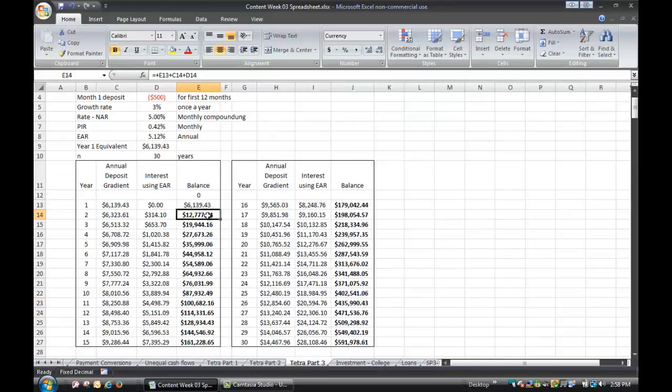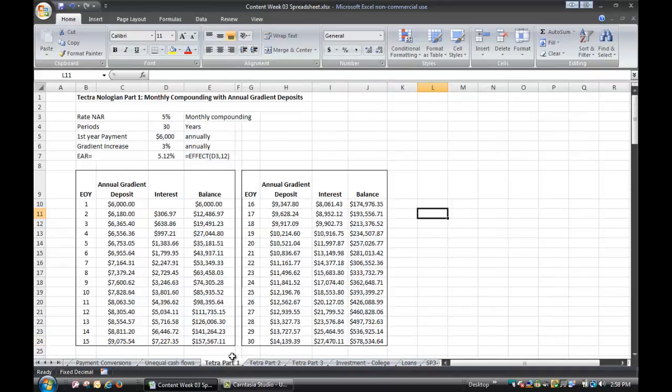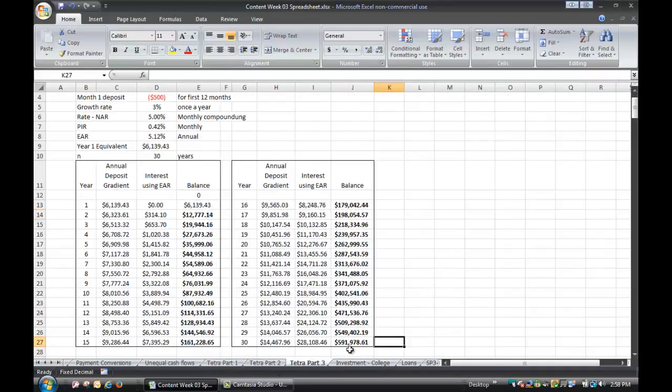Just by increasing this by 3%, you get this, or you could also do the future value. So back to this, we have then each year we increase it by 3%. Do our interest calculations and balance. At the end of 30 years, we have $591,978.61. If we want to compare this back to our original, we had 578,534. Here it's 591, so it increased a little bit.